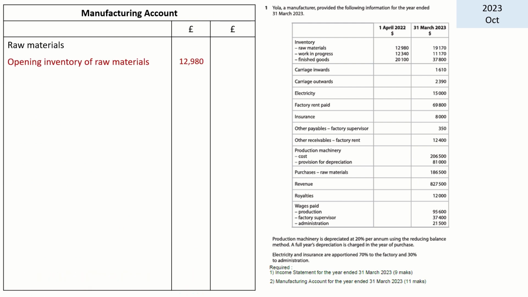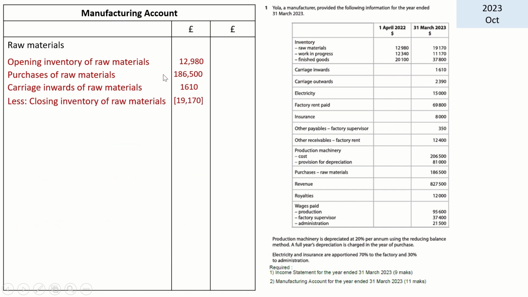Opening inventory of raw materials 12,980. Purchases of raw materials 186,500. Carriage inwards 1,610. Less closing inventory of raw materials 19,170.